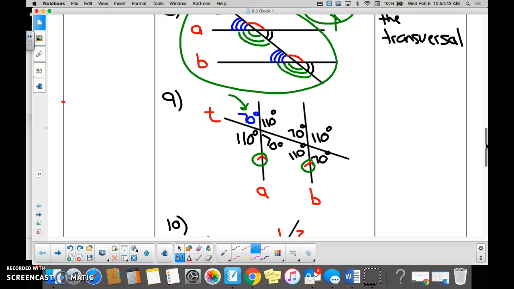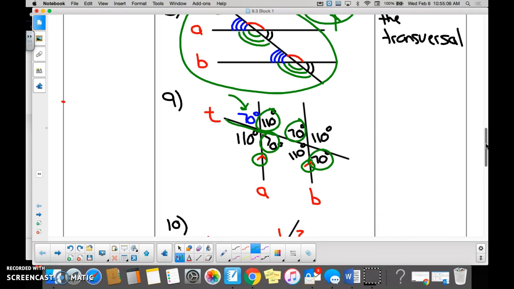So you guys were able to use vertical angles, corresponding angles, straight angles to justify all of your answers, right? Yes. This is 110 because 70 and 110 make a straight angle, and the transversal is a straight angle, right? We know this is 70 because of what? Vertical. We know this is 70 because of what? Corresponding angles, right?